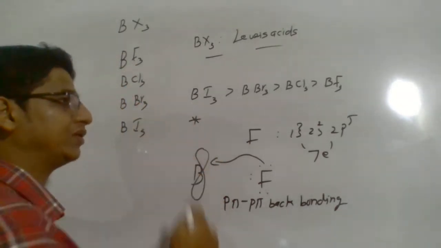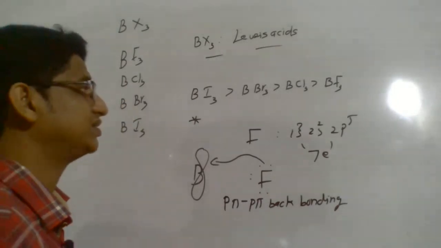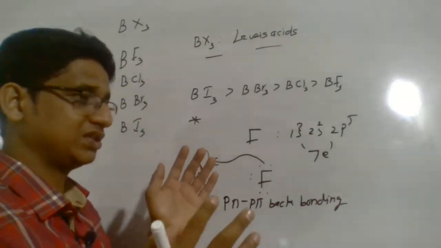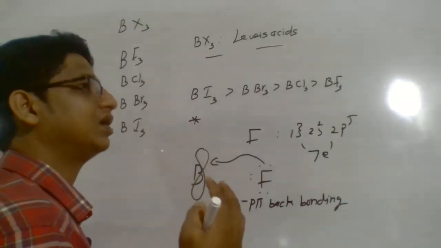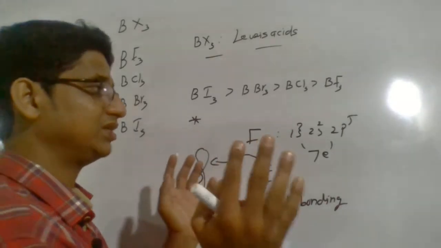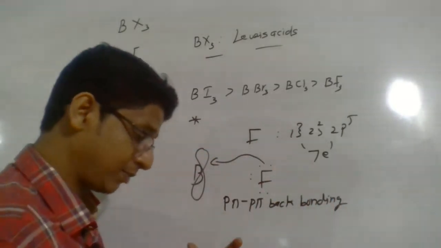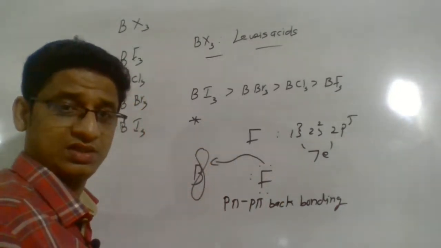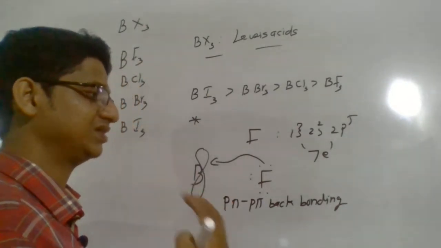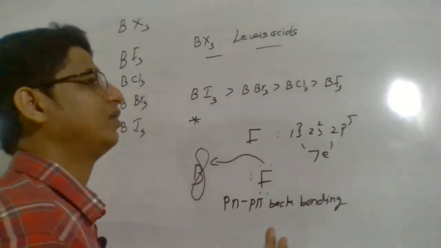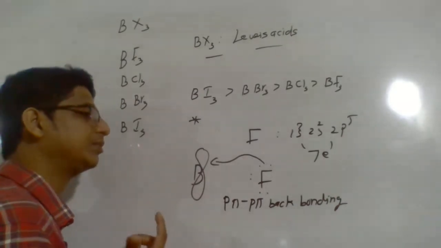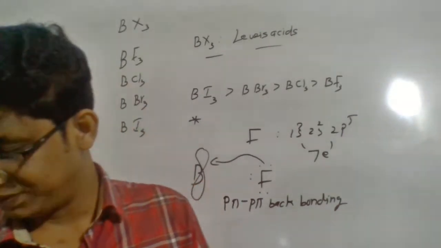If you compare boron iodide, here you can see iodine has a bigger size compared to boron, and the energy difference between the electrons present in the halogen atom and the boron atom is very different. So it's not easy to have p pi back bonding in boron iodide. That's why boron iodide experiences the highest electron deficiency, which means it's the highest Lewis acid among the boron halides. So that's a point you can remember related to Lewis acidity.